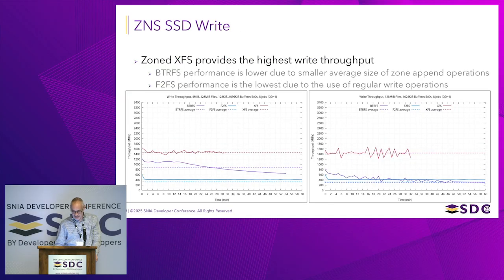Okay, the other thing we did was experiment with ZNS SSDs. So same workload here, kind of the same result. Very good for Zoned XFS. F2FS is especially bad here. That's because it uses regular writes, so no zone append, which is what XFS and BTRFS use.